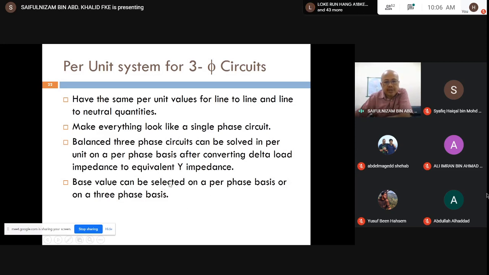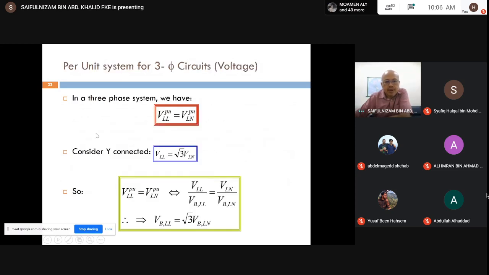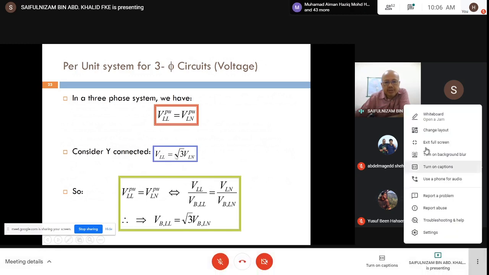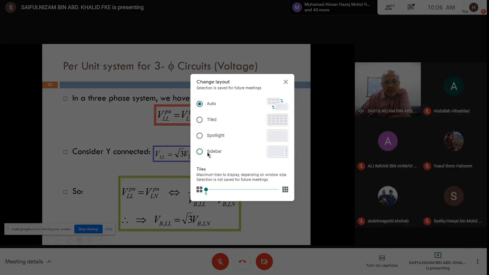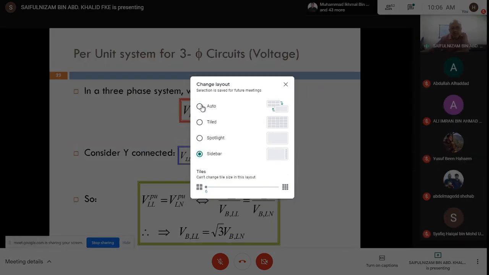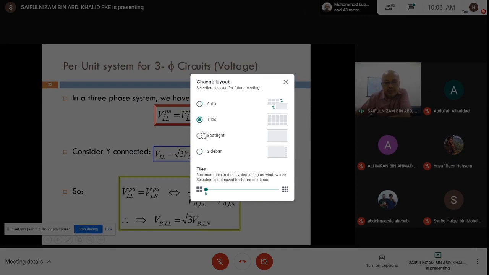So the base value can also be selected on a per phase or three-phase basis. In the three-phase system, we have this relationship: the V line to line per unit equals V line to neutral per unit. For star connection, the line to line voltage equals a factor of root 3 times the V line to neutral.